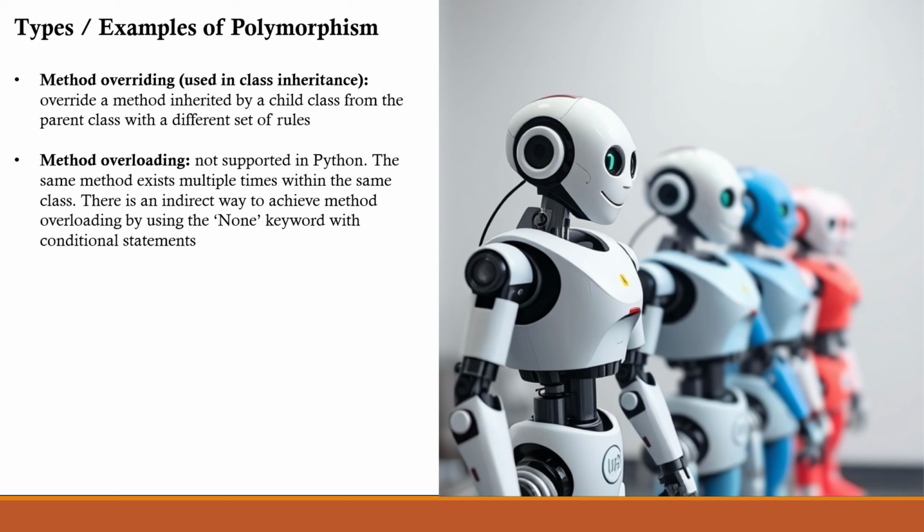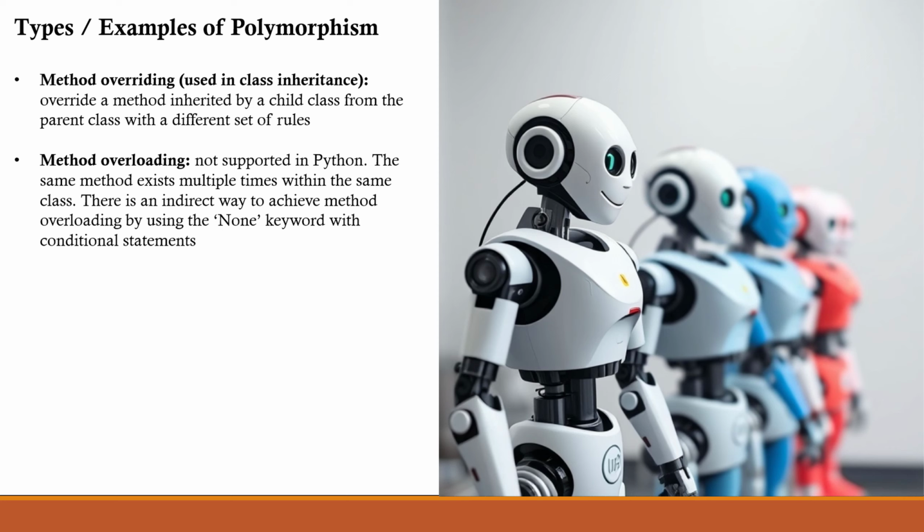However, with Python, no matter how many methods you create with the same name, it's always the last method that takes effect. So it's only the one method, and it's the last method that will take effect. Now, with all that being said, there is an indirect way of using method overloading in Python to make some methods work, but I'm not going to cover it here. It's beyond the scope of this topic.